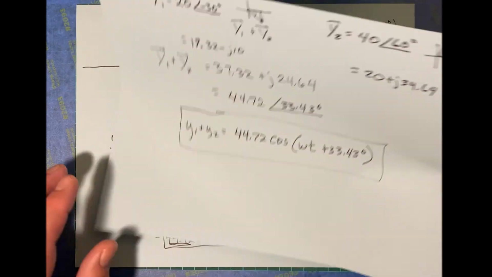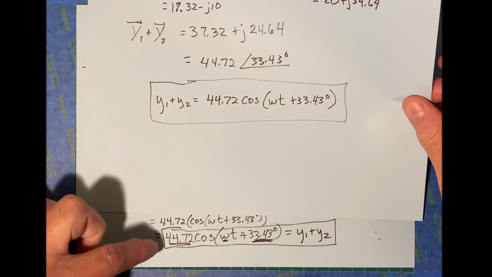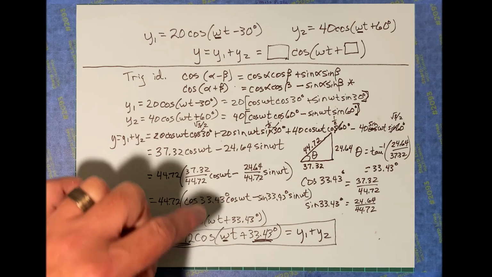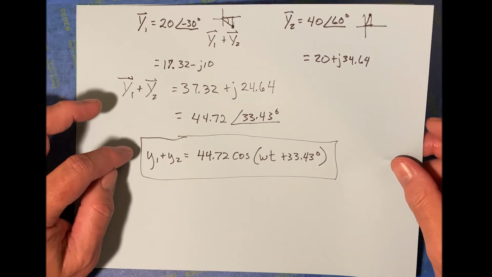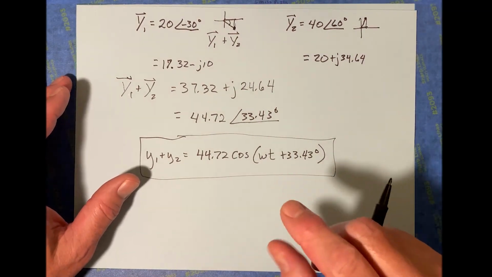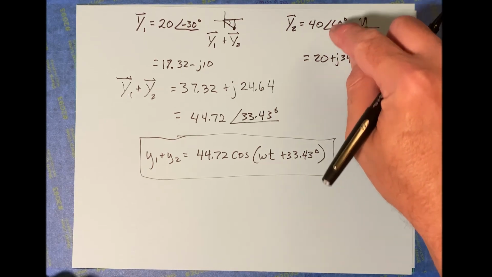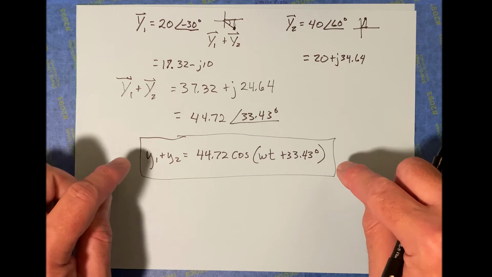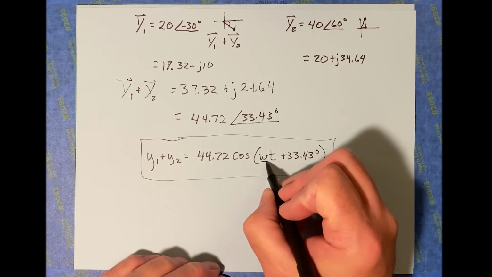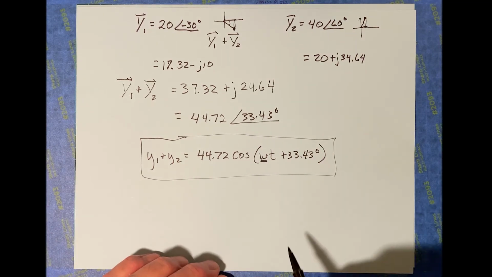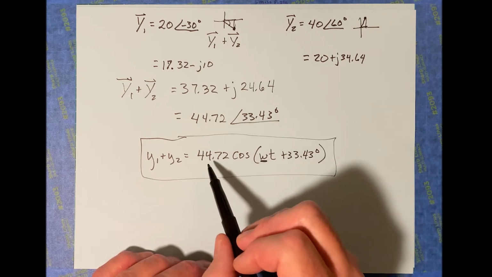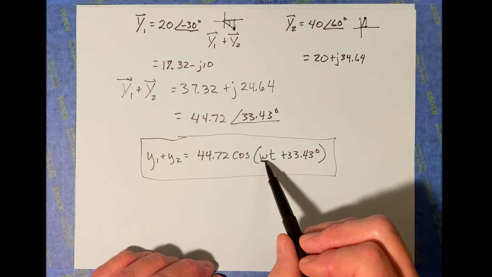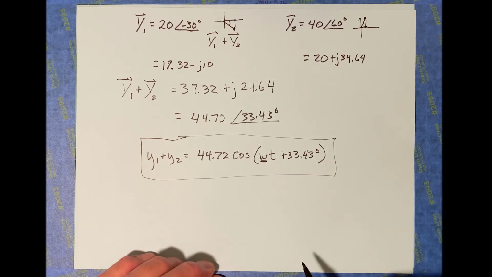And let's compare the answers. Yep, same answer. Obviously, this first way was a lot more trouble. This way was a lot easier, as long as you know how to convert between polar and rectangular and from rectangular to polar. And then you write your final answer. Remember, the general form of the solution doesn't change either. It's going to be amplitude, same angular frequency, different phase angle.